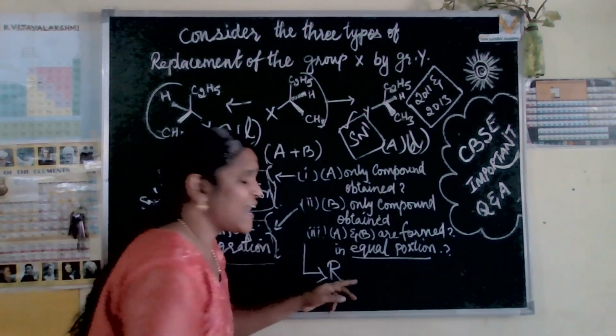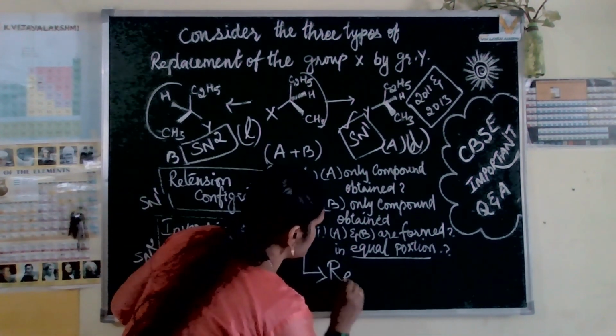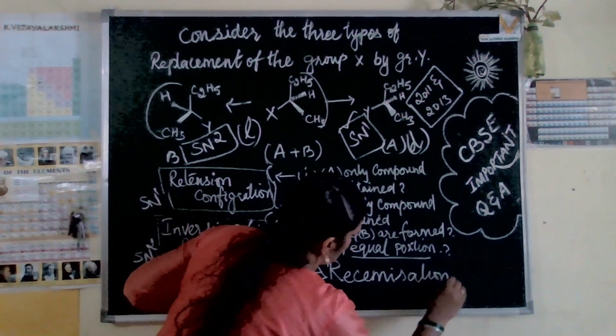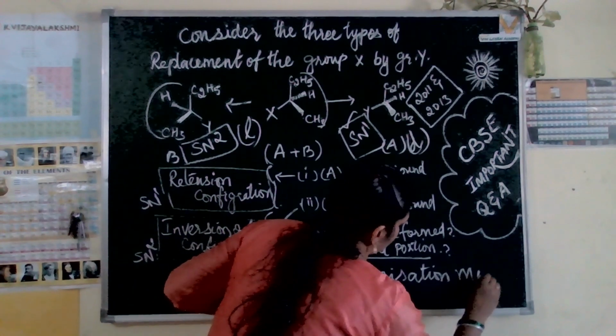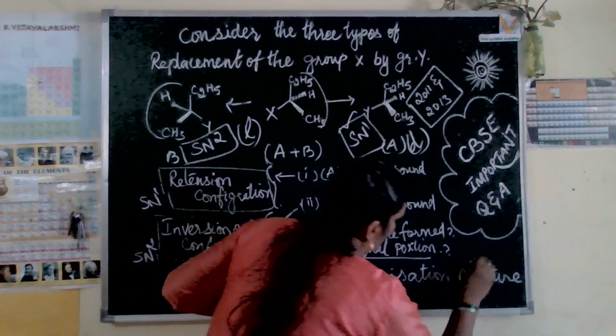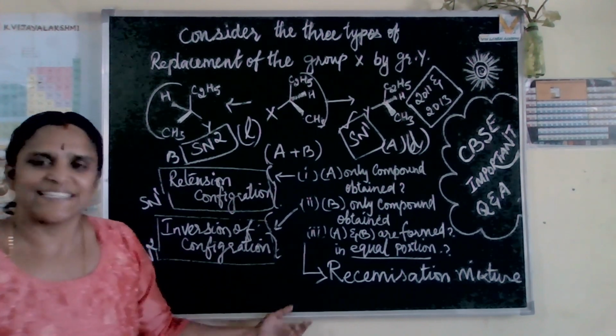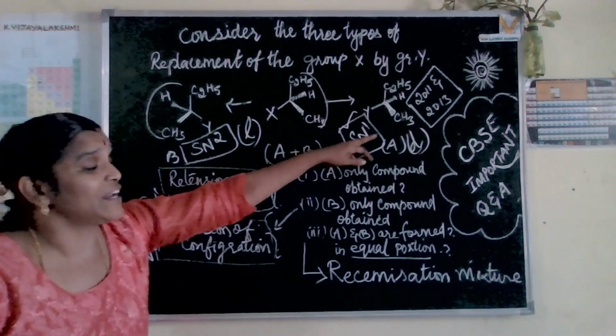So this is the last answer: racemization mixture. Hope you're clear with that. That's all for this point. Now let us go for some more important repeated questions.